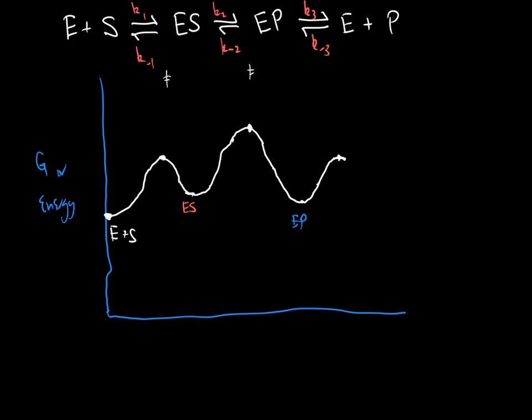And wherever I put it, once again, it could be higher than the other two. It could be lower than the other two. And it's also going to have a transition state. And then, presumably, overall, it's going to go down. And we get E plus P. So our product leaves. And each of these transition states, you could also label 1, 2, 3.